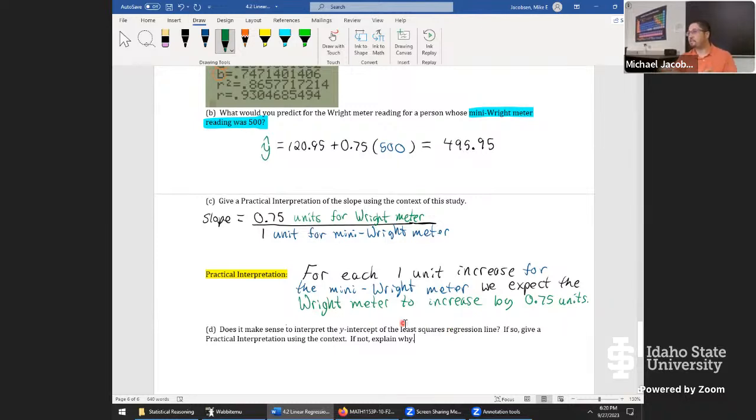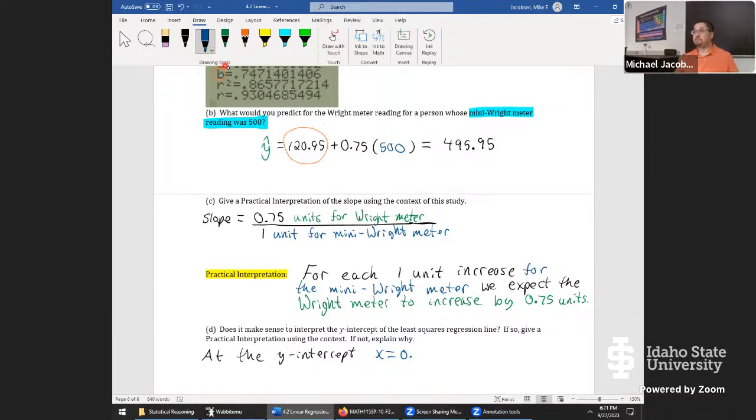So we need to find the y-intercept. Like you all said earlier, the 0.75 was the slope. So that means this quantity is the y-intercept, the 120.95. How do you get the y-intercept out? Instead of putting in a value like 500, you have to put in a value of exactly 0. Let's start by saying that. At the y-intercept, x becomes 0.